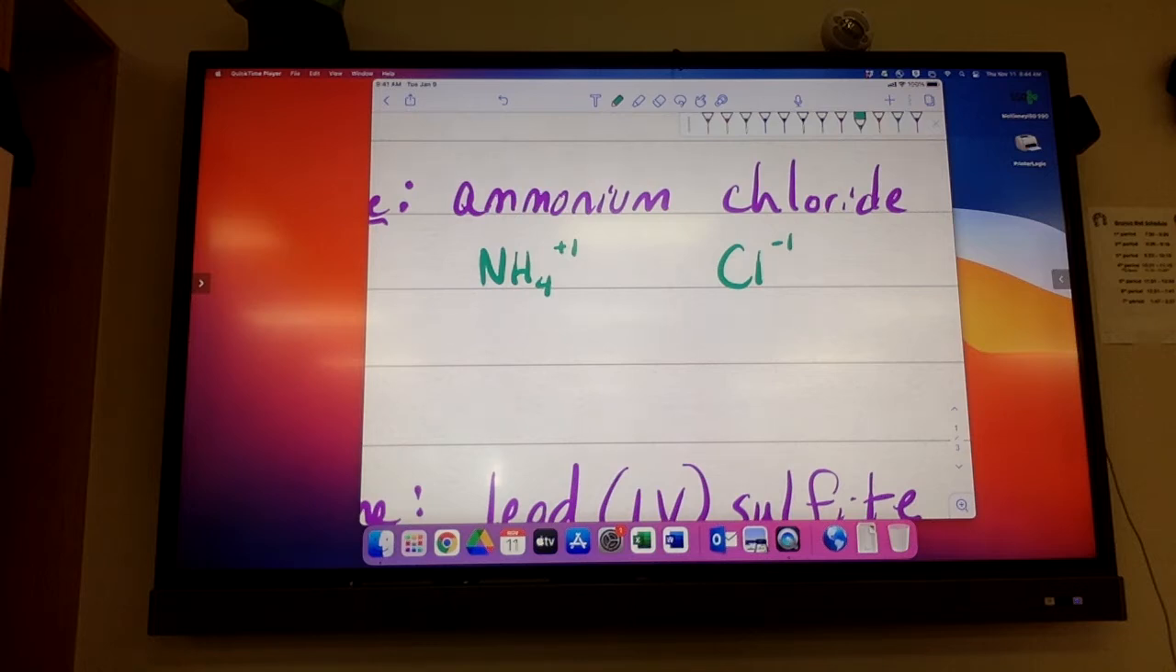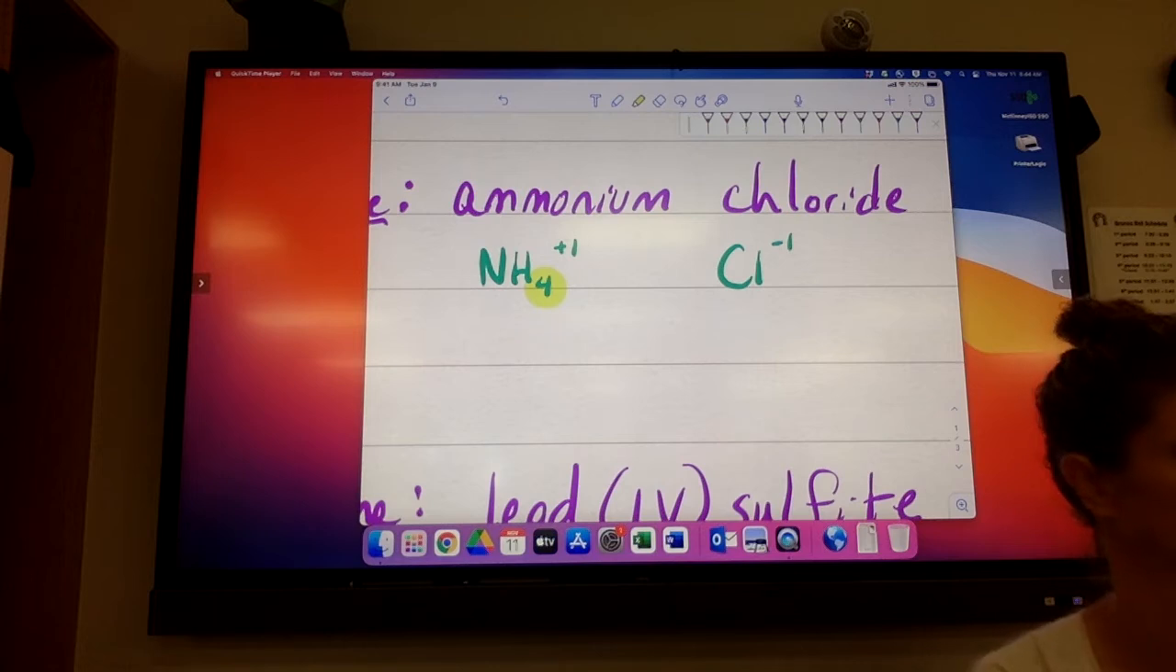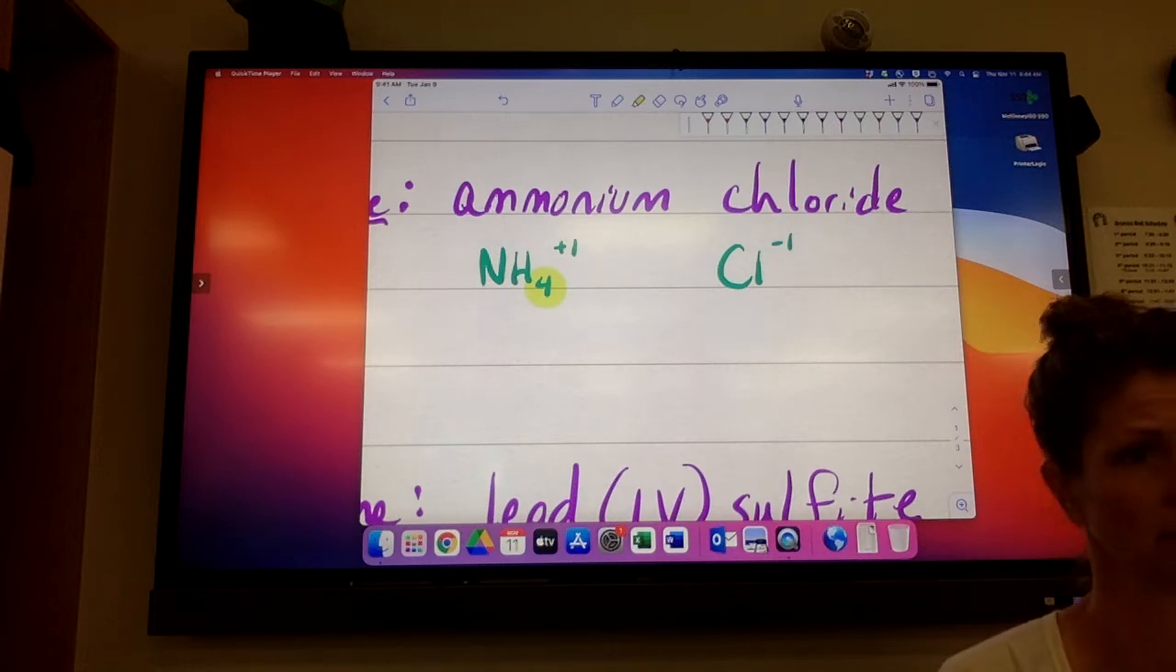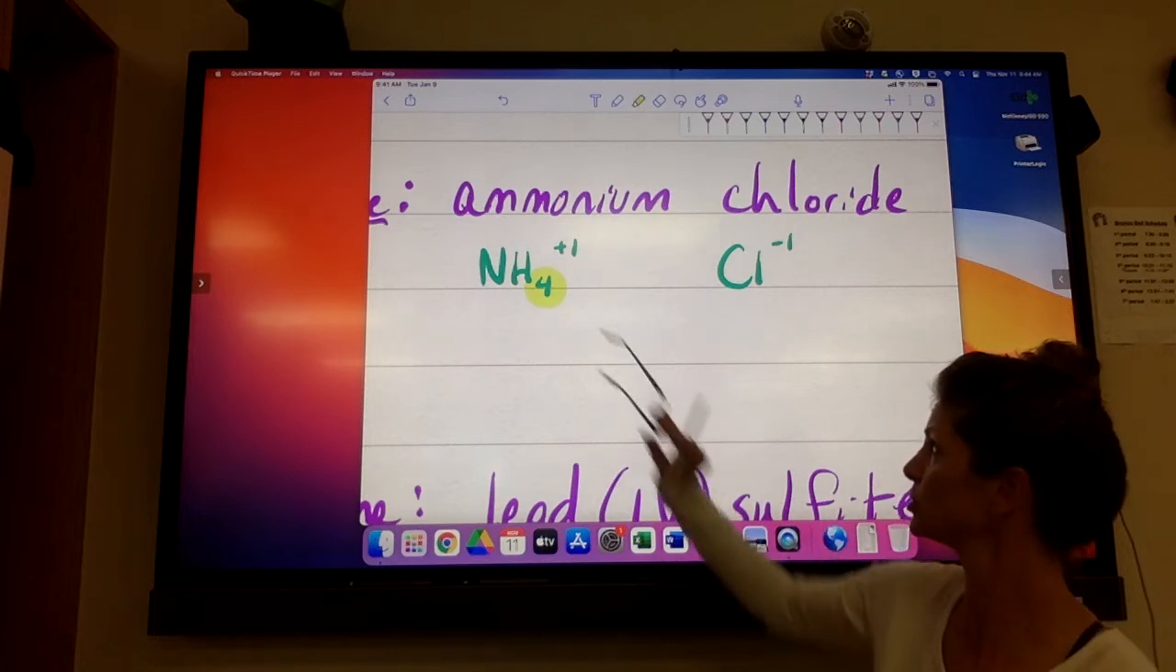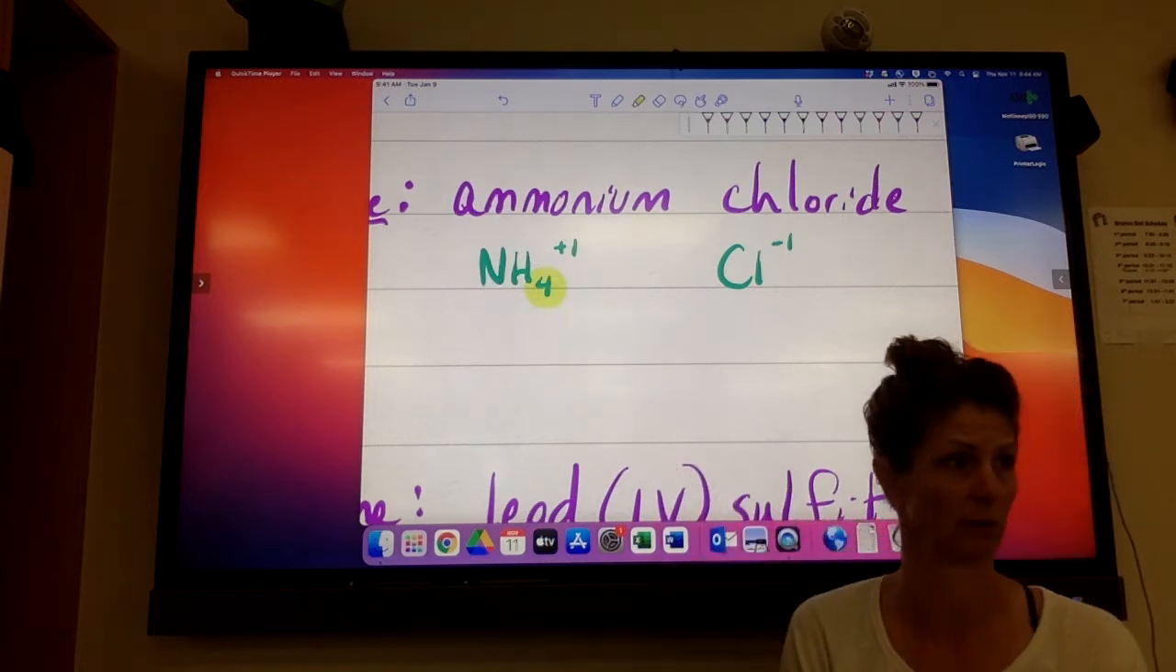And I'm really glad you said that. This 4 right here is never ever going to change. You never do anything with it. You just copy it. So that 4, those numbers on the polyatomics never change, never move, never alter in any way. So when you're done and you have ammonium and you're writing your final answer, it needs to have an N and an H and a 4.